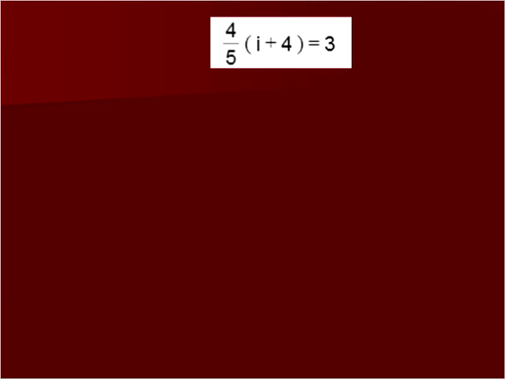This is similar to a problem that we've done. So let's get rid of the fraction in front of the parentheses there. So to get rid of that fraction, we have to multiply by its reciprocal. So the reciprocal of 4 over 5 is 5 over 4. And we have to do that to both sides. So on the left-hand side, I'm left with I plus 4 equals, let's see, 3 times 5 is 15. 1 times 4 is 4.